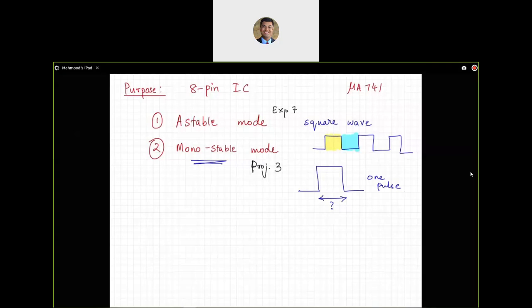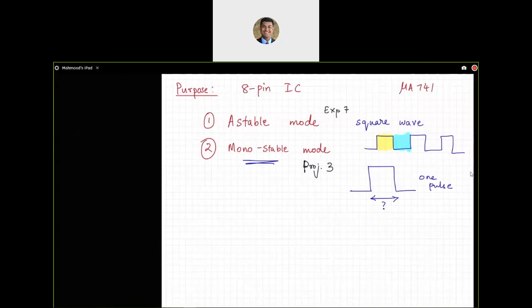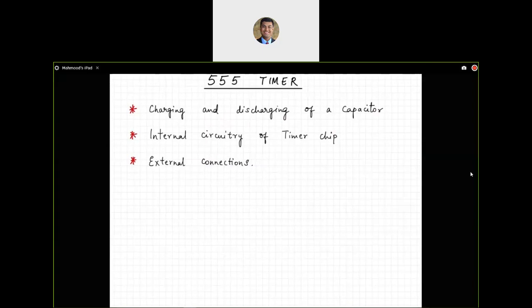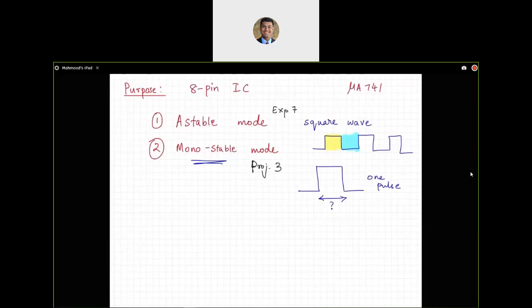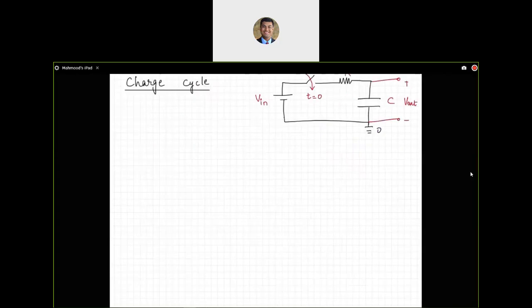Okay, so we talked about the purpose, and something that is very crucial in the 555 timer is a capacitor. So that's probably one of the most important components in that discussion. So we'll talk about how a capacitor charges and discharges. So let's go up one and up one more and talk about the charge cycle.